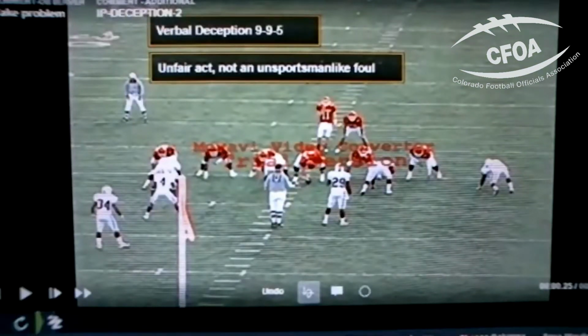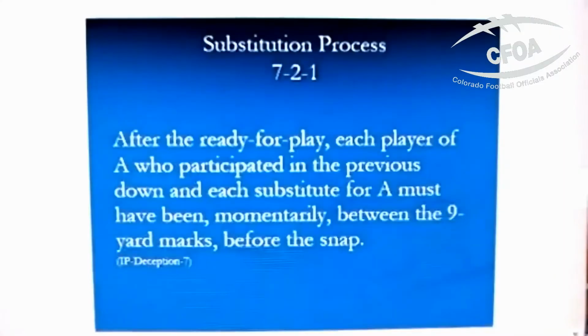So do we have a slide for this one, or we keep going? No. Now we have a slide.